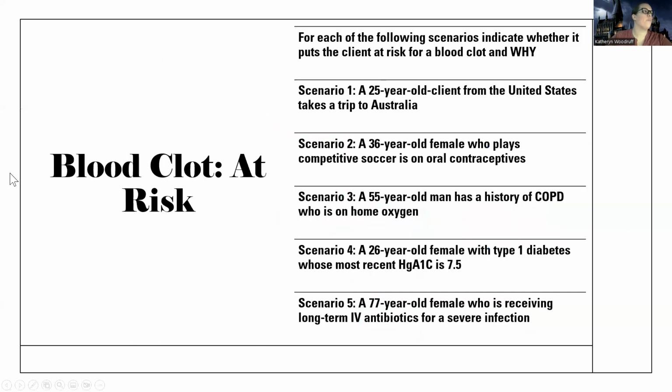All right, so let's look at these scenarios, because these are kind of things that you definitely could have on a nursing school exam.